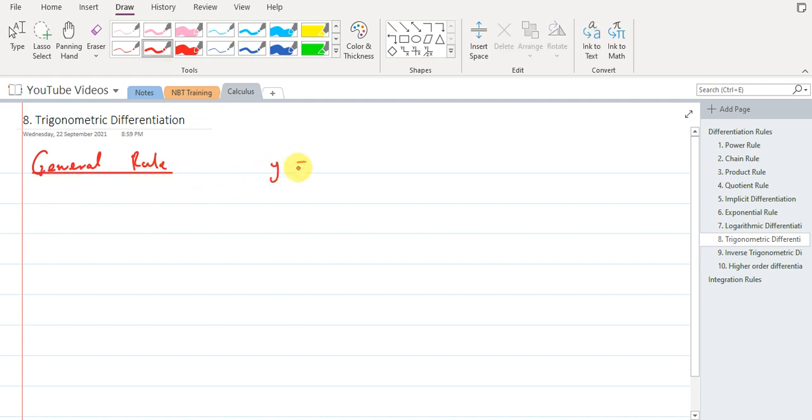If we have a function y is equal to sin x, then y prime will become cos x. And if you have a function y is equal to cos x, the derivative of cos x will become minus sin x. These things are results from first principles.